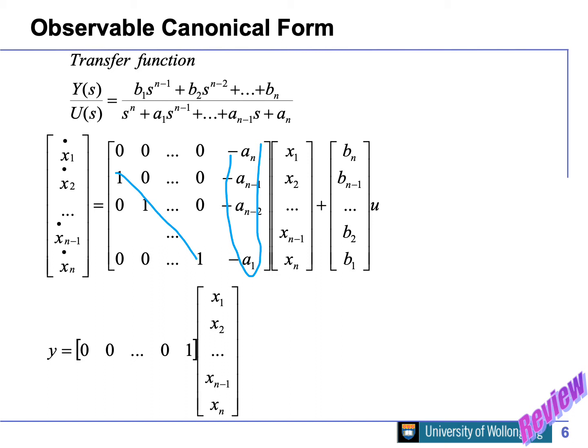Exactly, yeah. Then you swap the B and C, all right? You get an observable canonical form. So you should be able to get these forms from the transfer function. Given a transfer function, you should be able to do this.